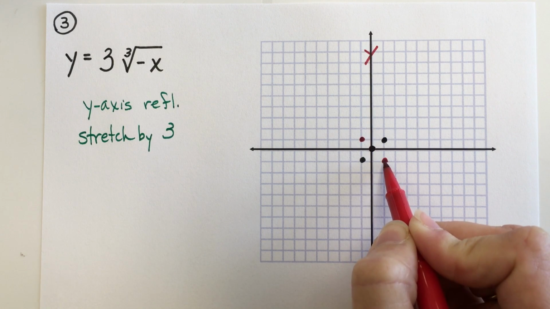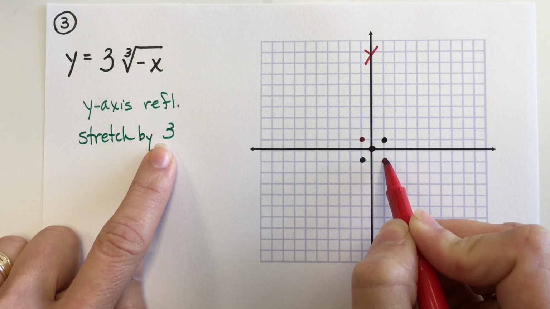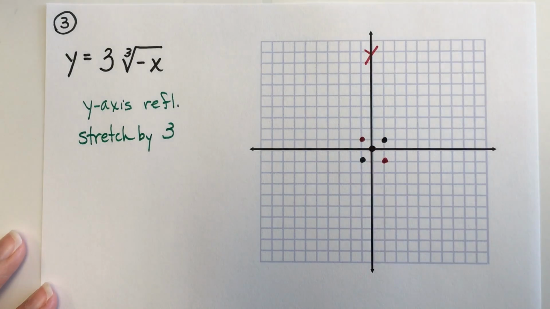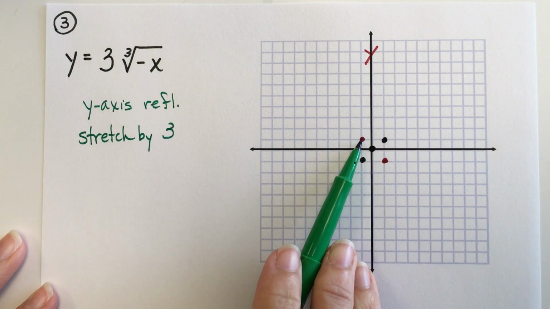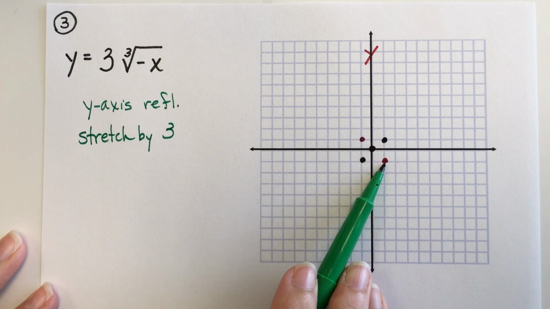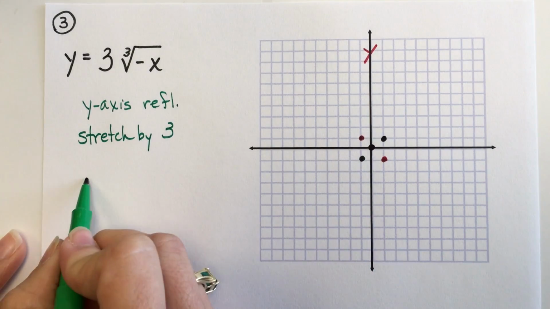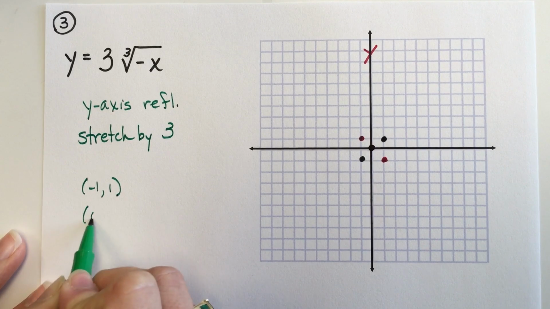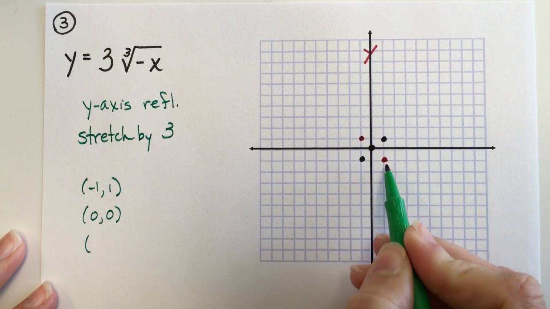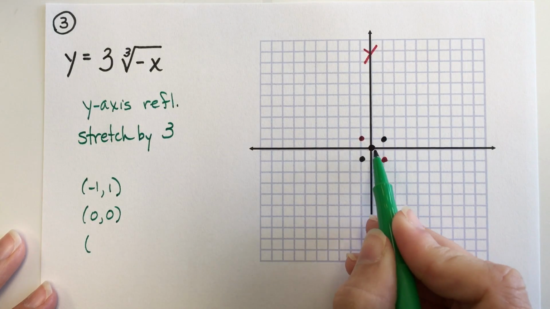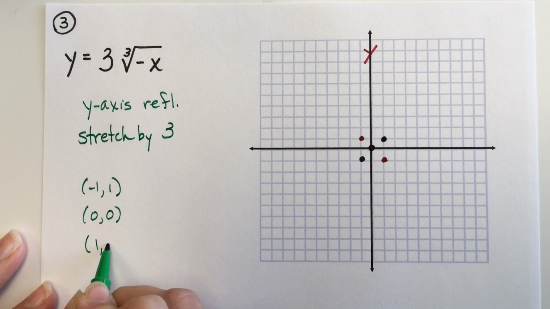Now, taking those 3 and doing the stretch, okay? What I want to do, I'm going to write down the ordered pair for these 3. So this would be -1, +1. And then I've got 0, 0. And then this point would be +1, -1.